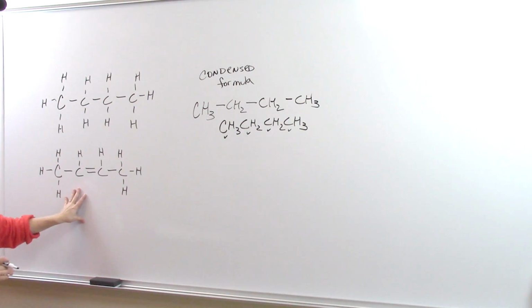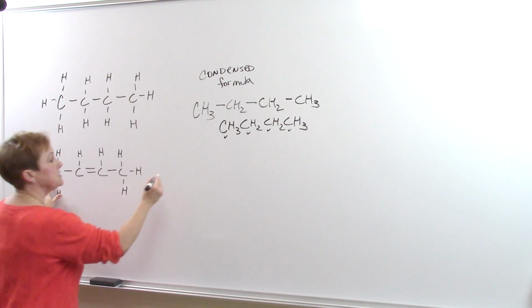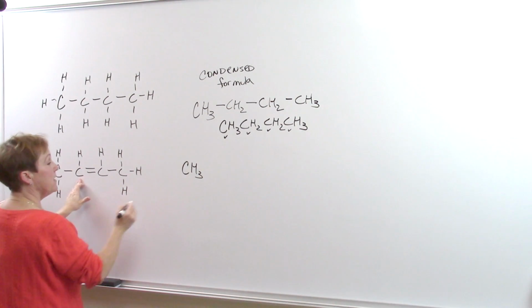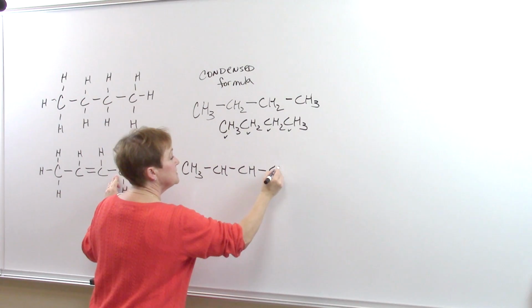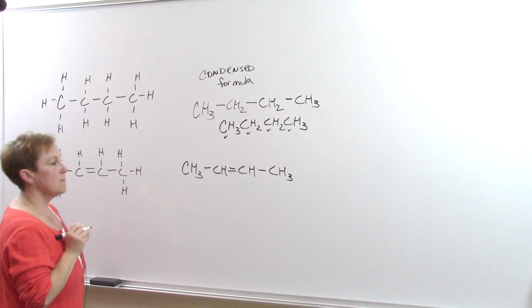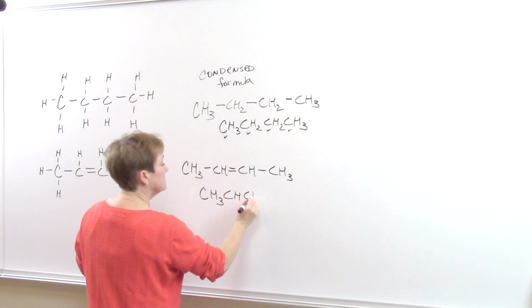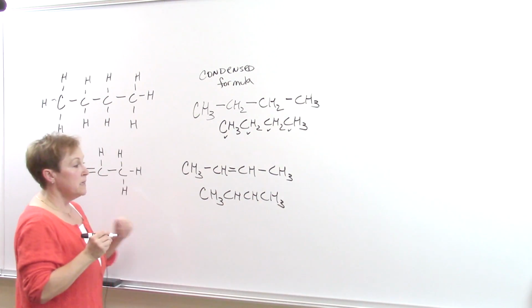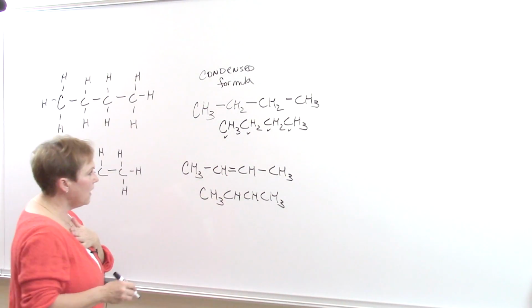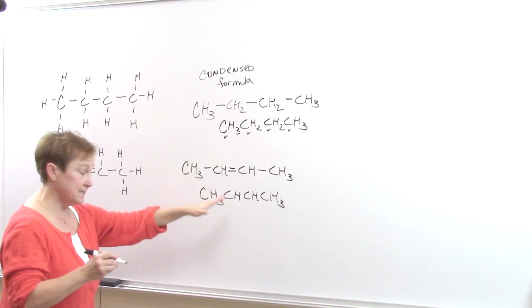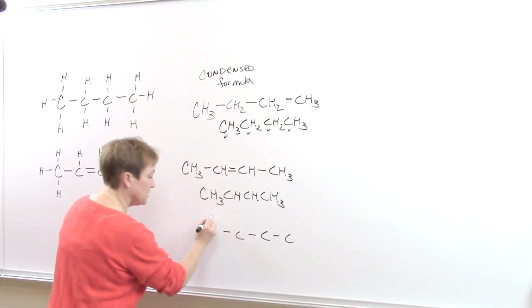If we were going to write the condensed formula for this one, we would have to do the same thing. This would be a CH3, okay? Then it's bound to a CH, which is bound to a CH, which is bound to a CH3. That is the condensed formula you would see. Now in the condensed formula, I didn't show the double bond. I don't have to. Well, how am I supposed to know there's a double bond there? Well, as a chemist, you would write this out, and sometimes you have to write it out the long way to see it for yourself. So that's okay to do.